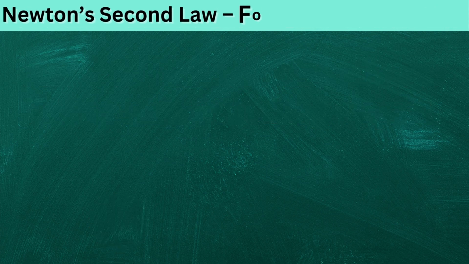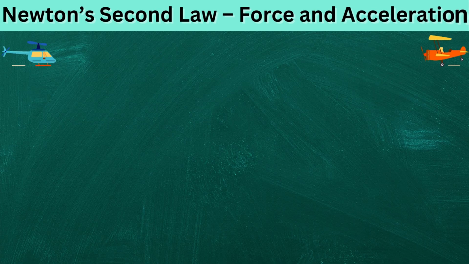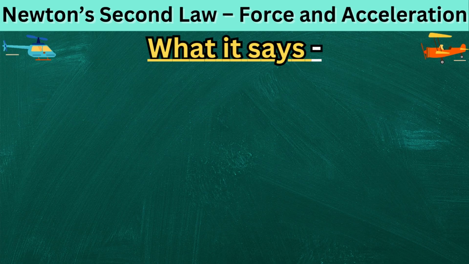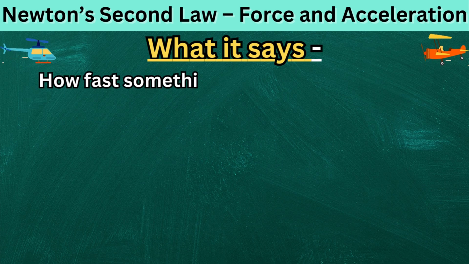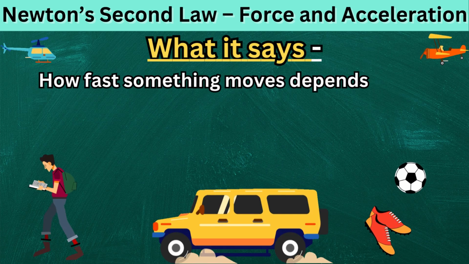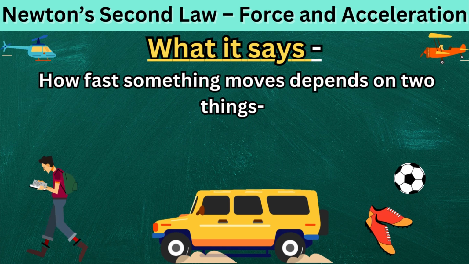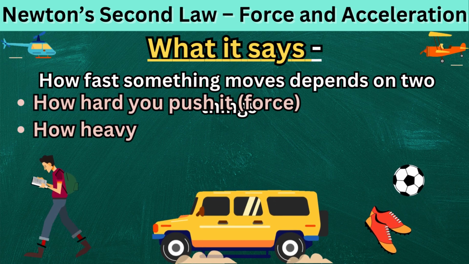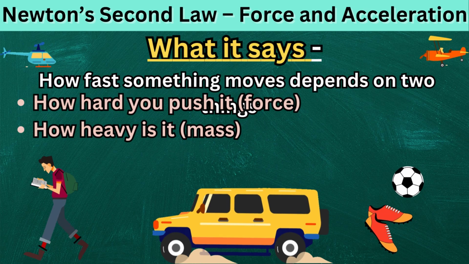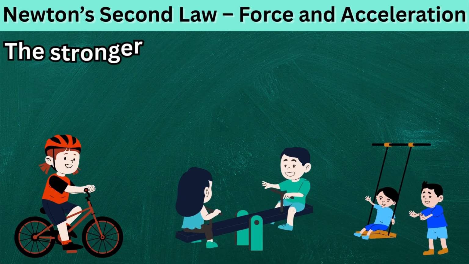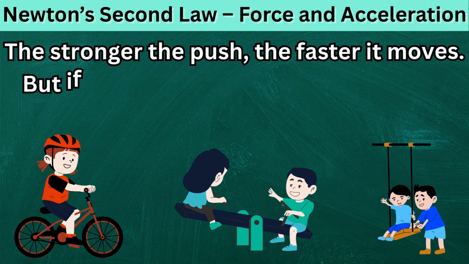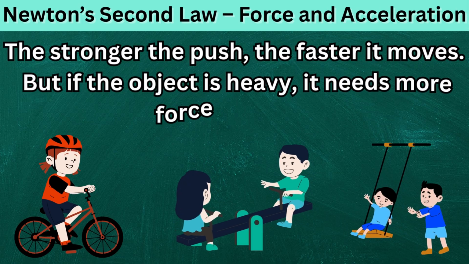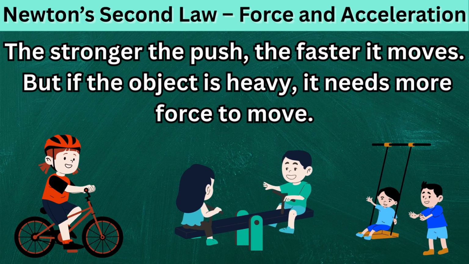Newton's second law: force and acceleration. What it says: how fast something moves depends on two things. How hard you push it, force. How heavy it is, mass. The stronger the push, the faster it moves. But if the object is heavy, it needs more force to move.